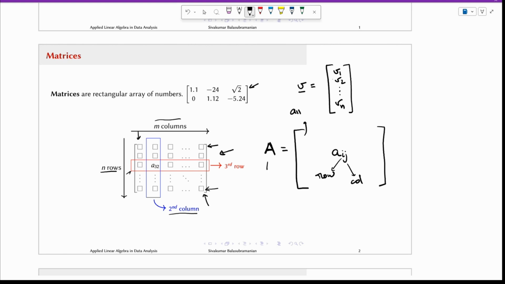Let's say this is an n cross m matrix. What will be the last element of the first row? a1, n or m? m. That's the column number. What about the very last element of the matrix? Bottom right.